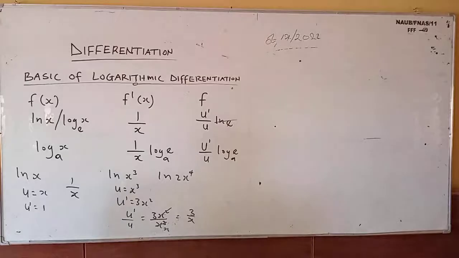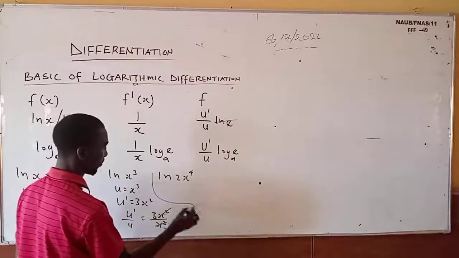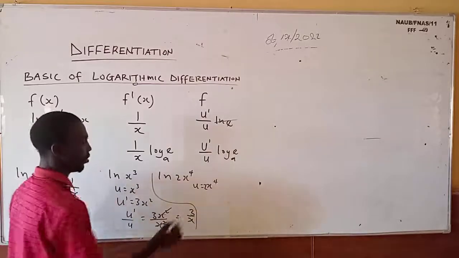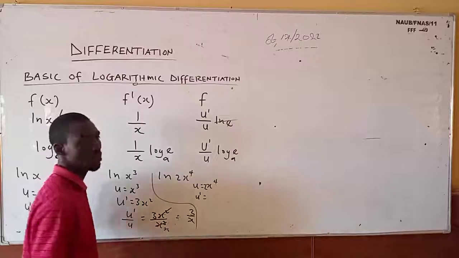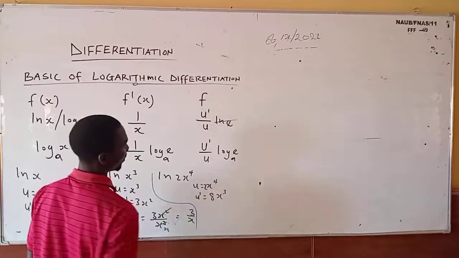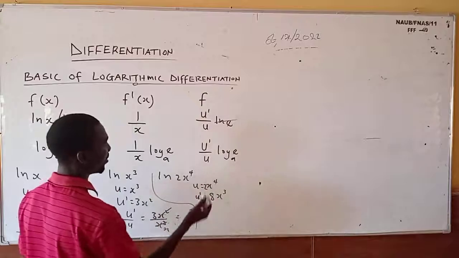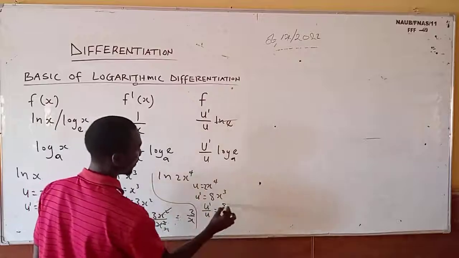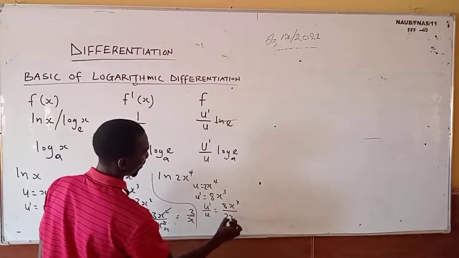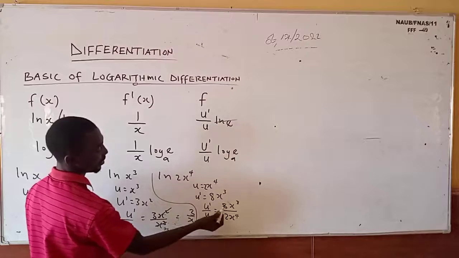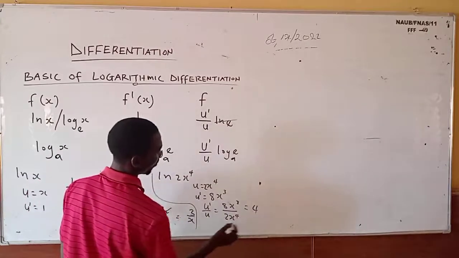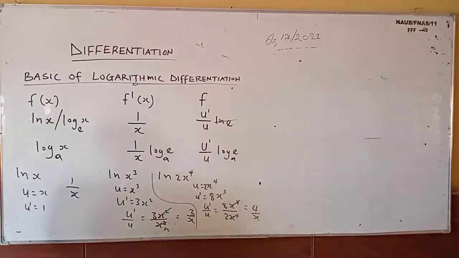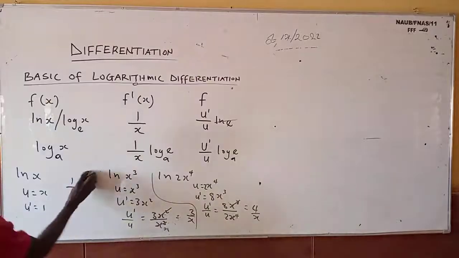To differentiate this, let's go for this. u will be equal to 2s to the power of what? 4. So what will be u prime? u prime is going to be 8s to the power of 3. And from our formula, the derivative is u prime over u. So it's going to be 8s cubed over 2s to the power of 4. So don't forget, 8 can divide 2, which is 4. This will also divide this to give us s. So 4 over s. So this is our answer for this. I hope you get this.